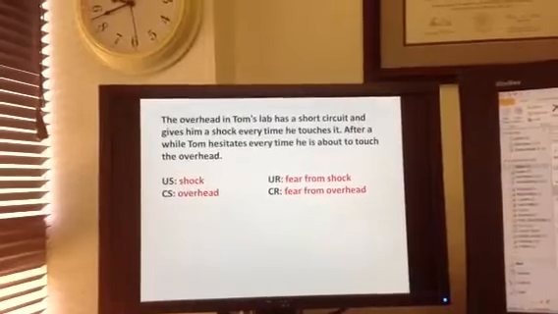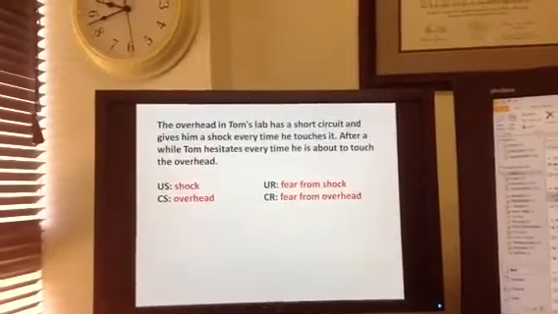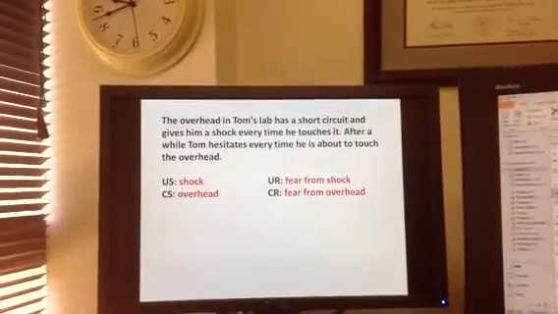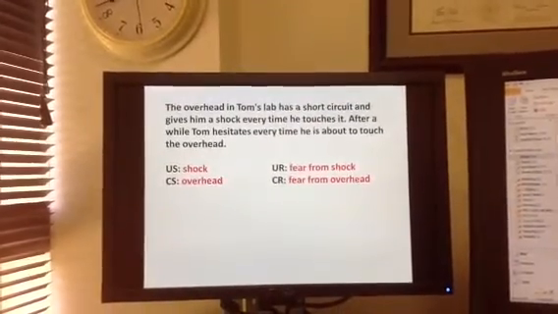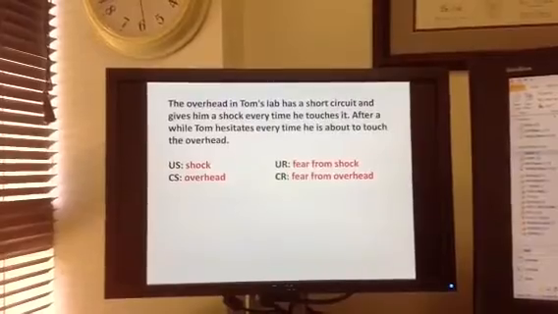But we compare the shock with the overhead and now only present the overhead to Tom, and he is fearful of the actual overhead projector.